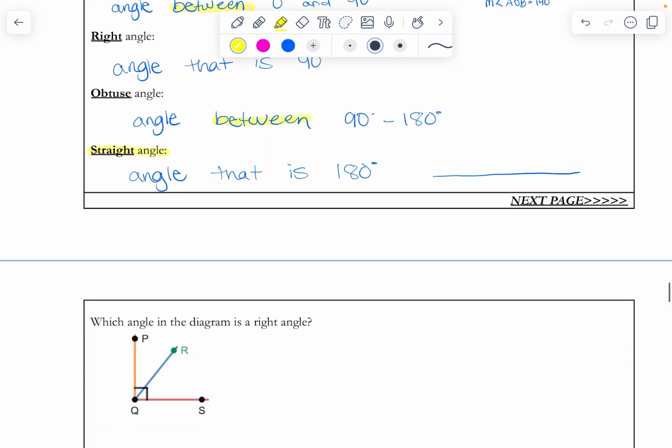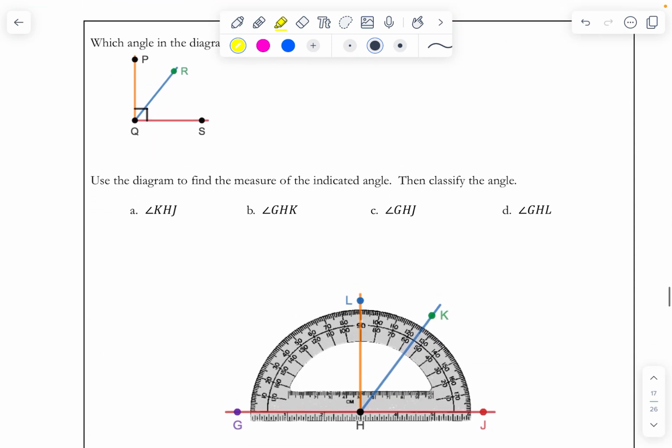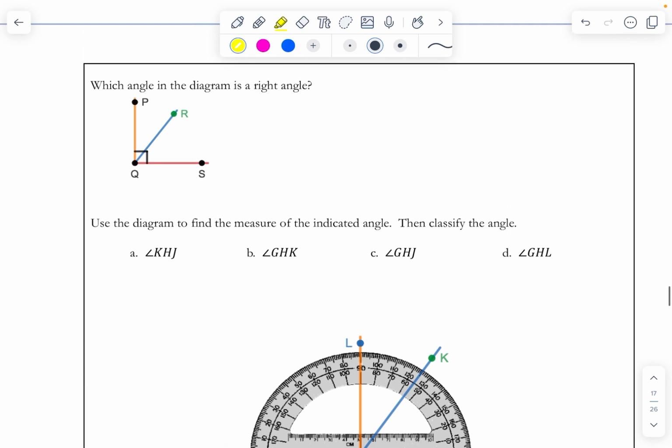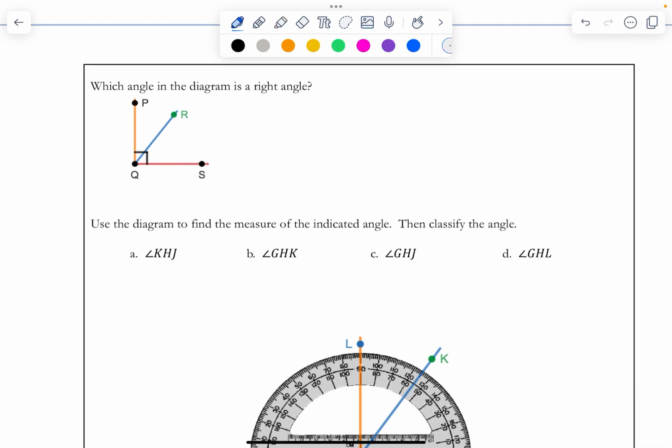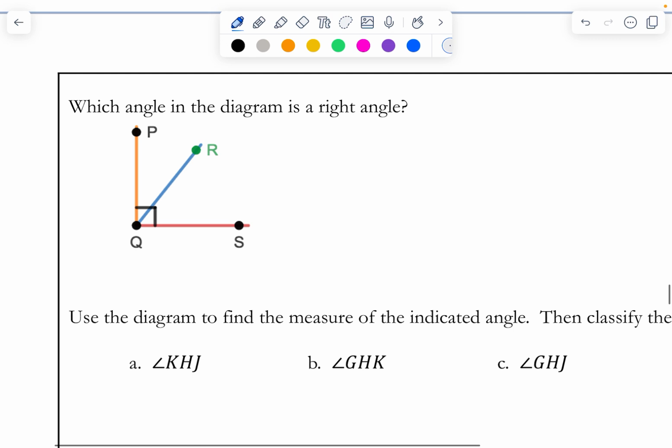Go ahead and flip to the next page. We have a couple more in concept 4A. Okay, this question is asking us which angle in the diagram is a right angle. So remember, a right angle must be 90 degrees. A good notation to tell us that it is 90 degrees is this box that we see here. Anytime you see that box, you can assume that the angle that's labeled with that box is a 90-degree angle.